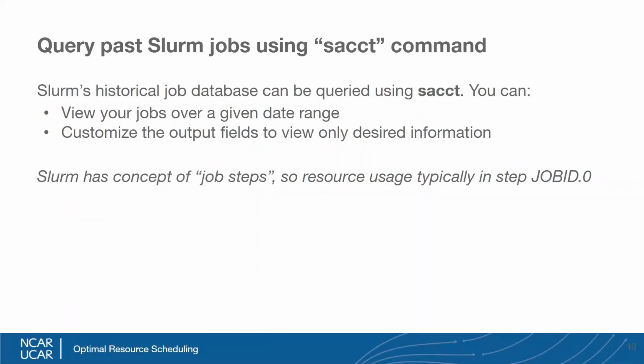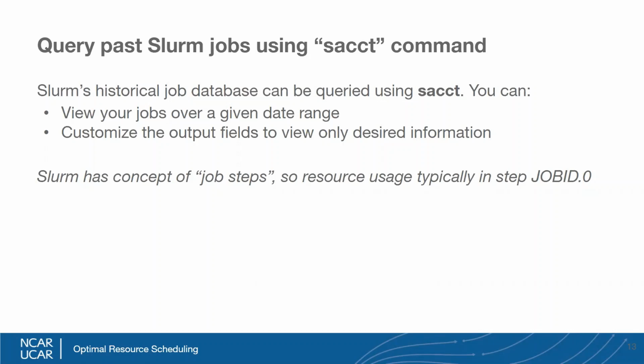Now in Slurm, you can do something similar. Slurm has a built-in command called sacct. So this is also looking at an accounting database, basically, but it provides a lot of historical job information. So you can view your jobs over a given date range, and you can customize the output fields to show only the information you want. Because I find the default information from sacct doesn't really give me the information I'd want from a user perspective.